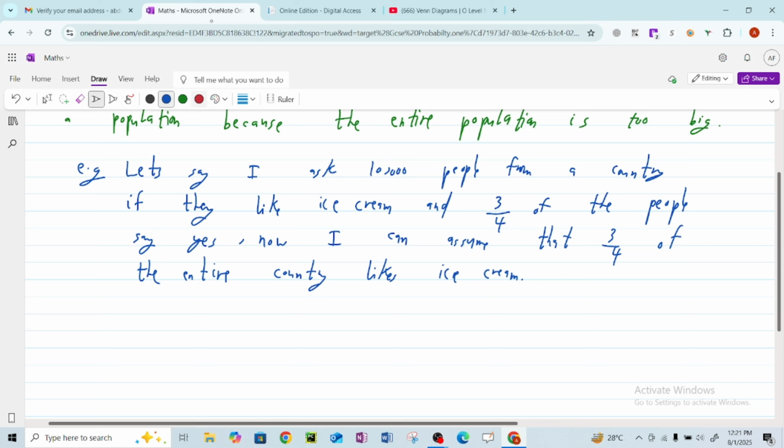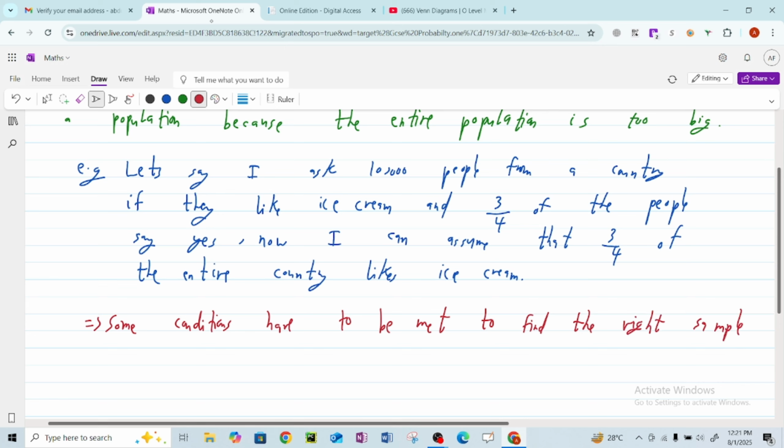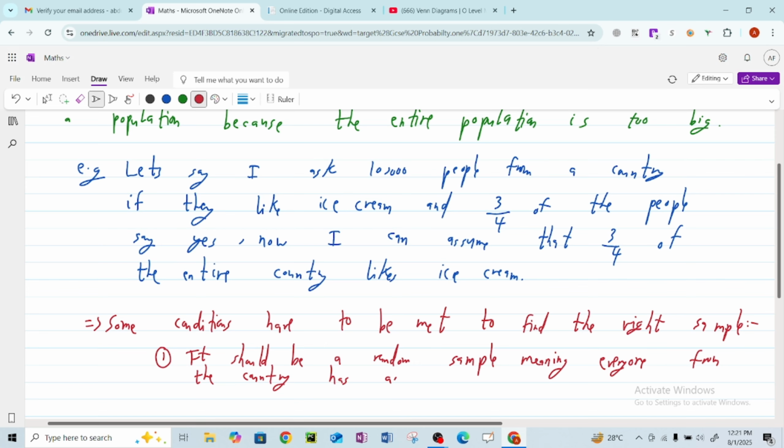But there are also some conditions to this. For example, some conditions have to be met to find the right sample. Right here. First one, it should be a random sample, meaning everyone from the country has equal chance of being it. Okay, that's the first thing.